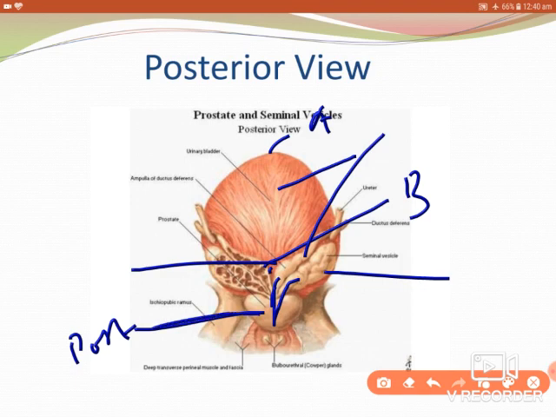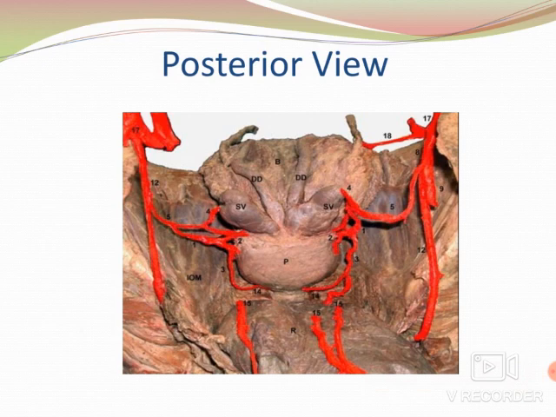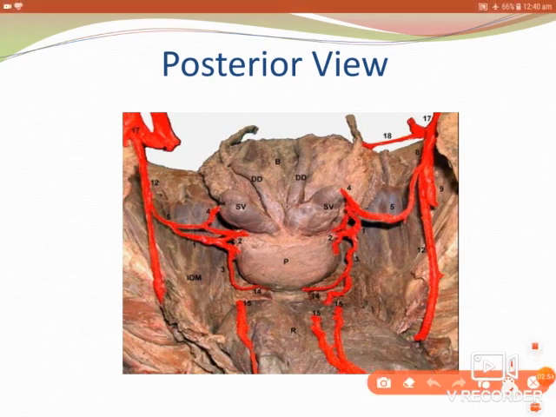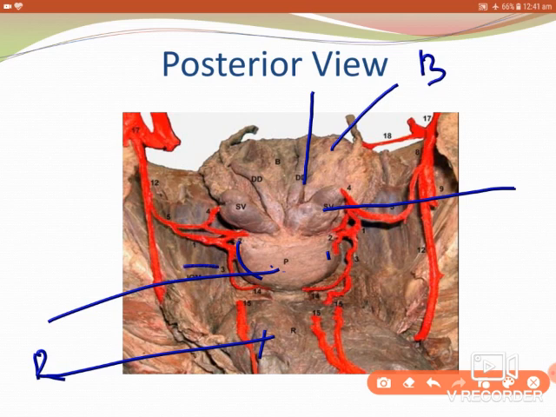Then this is the prostate. This is also a posterior view of the prostate, viewed from behind. This is the urinary bladder. Here you can see the prostate, and this is its posterior surface. This is the rectum. This is the ductus deferens. This is the seminal vesicle. It lies in the lesser pelvis.